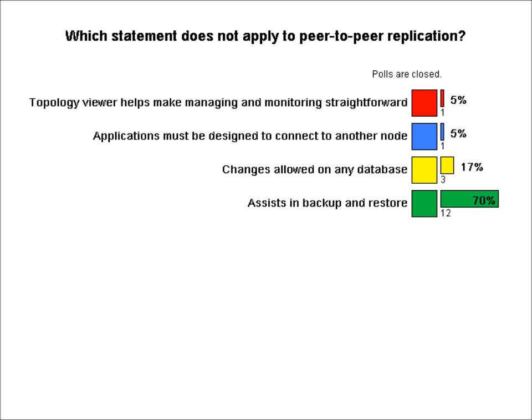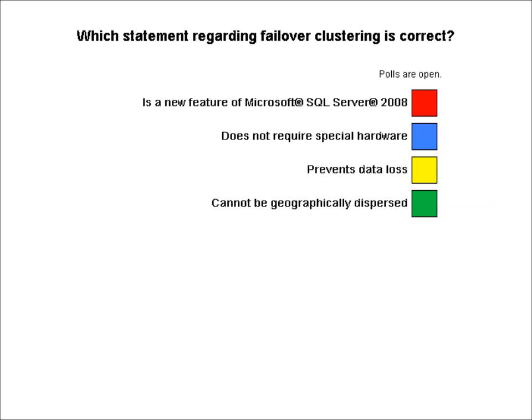Remember, in SQL Server 2008, we have a new topology viewer that's going to help us as we look at managing and monitoring our peer-to-peer replication. As I mentioned, applications need to be designed to connect to another node. This is not like database mirroring where it's going to be automatic failover. It's not going to be like clustering where it's an automatic failover. Here we have to build into the application conflict resolution as well as the ability to connect to other nodes. And then obviously changes are allowed on the database. All right.